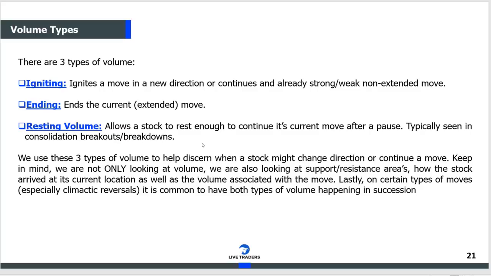And resting volume, guys, allows a stock to rest enough to continue its current move after a pause, typically seen in consolidations or breakouts. Okay? You will often see igniting and ending volume back to back on climactics. Okay? You will often see resting volume with igniting volume on breakouts. Let's take a look.